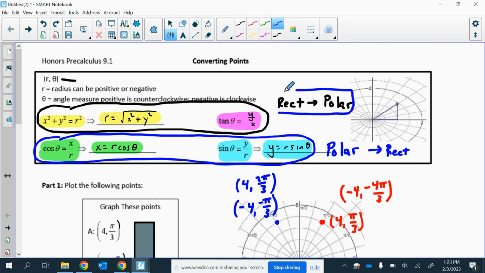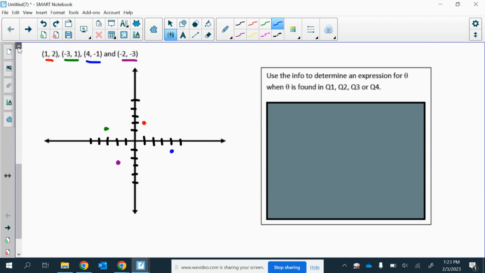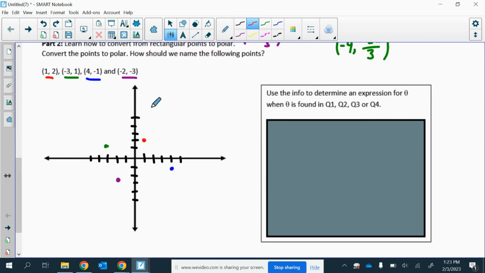we probably want to use these equations. So r equals the square root of x squared plus y squared, and theta is going to equal the arctangent of y over x. So let's go down here. 1, 2, I'm going to do r equals the square root of x squared plus y squared. So r would be square root of 5.